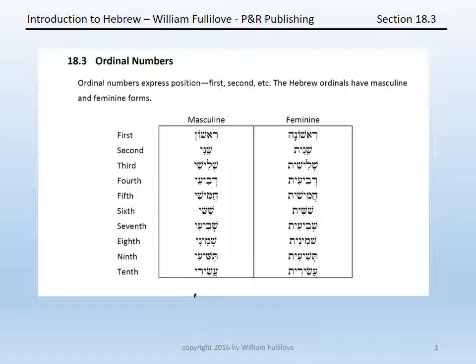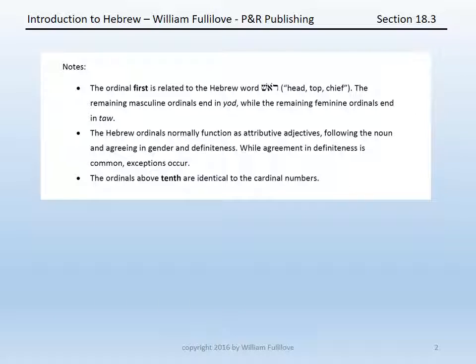You will notice then that the masculine forms, typically with the exception of first, will end in a hirek yod and will typically have a hirek vowel in the syllable that precedes it. The feminine forms will typically end in hirek yod tav and again have a hirek in the vowel that precedes that. You do not need to memorize the ordinal numbers, but you should be able to recognize them and translate them when you come across them.